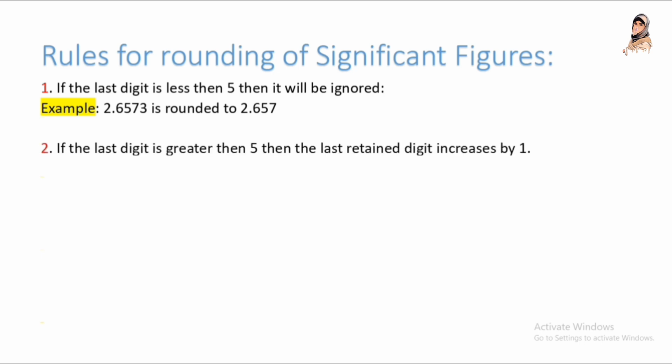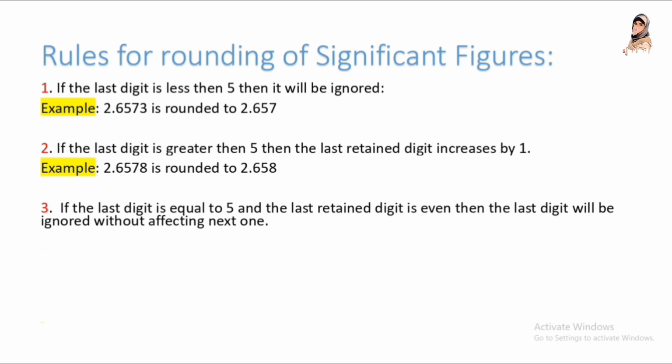Rule number 2, if the last digit is greater than 5, then the last retained digit increases by 1. For example, in 2.6578, the last digit is greater than 5 and it is rounded to 2.658.